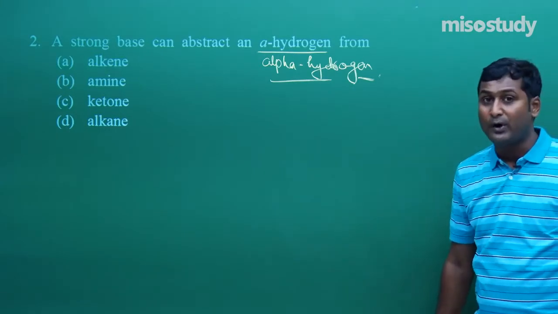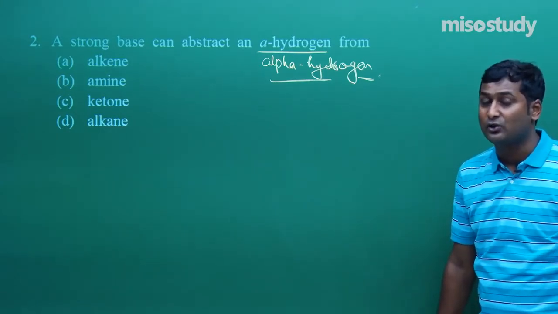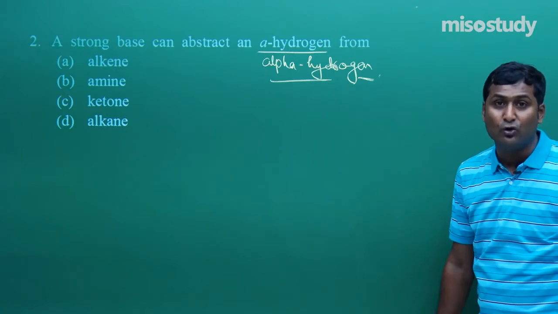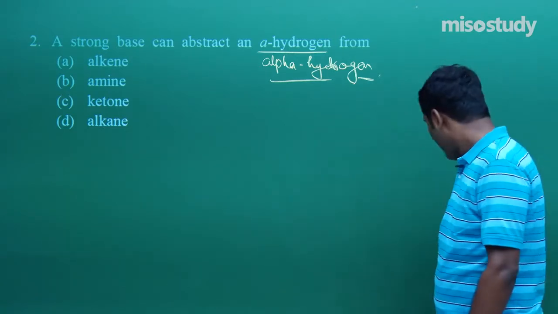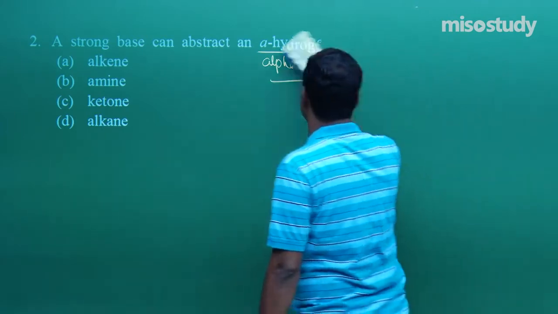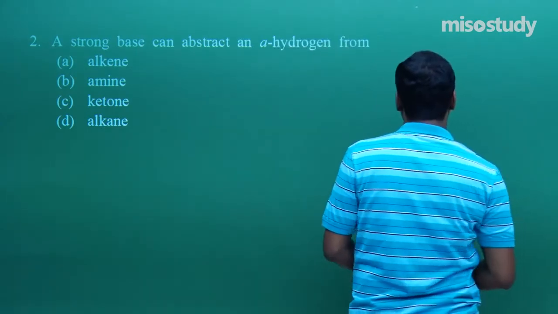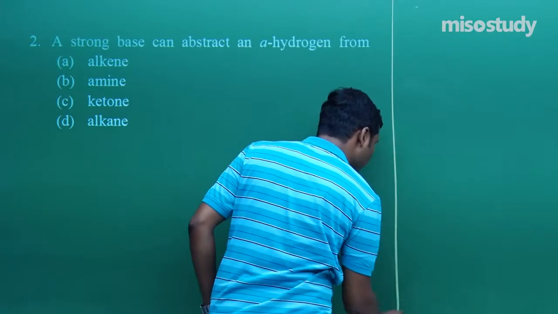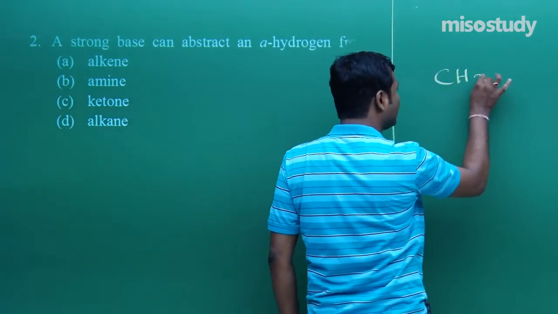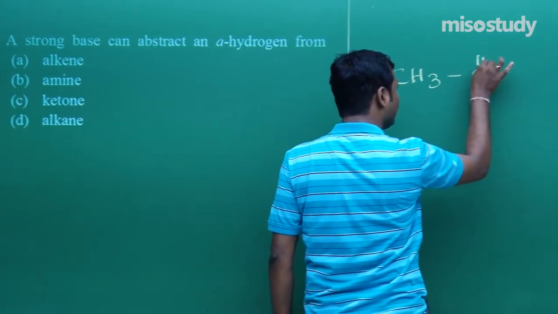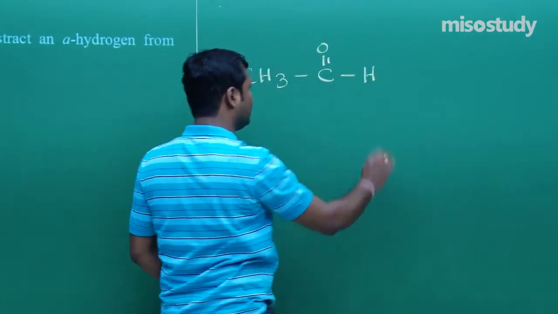And which compounds give aldol condensation? Do you remember? Yes sir, we do. That is aldehydes and ketones. So what will happen in this case? Which type of reaction will they give? If I take aldehyde, do you remember? They form aldol. That is CH3CHO. This is aldehyde.